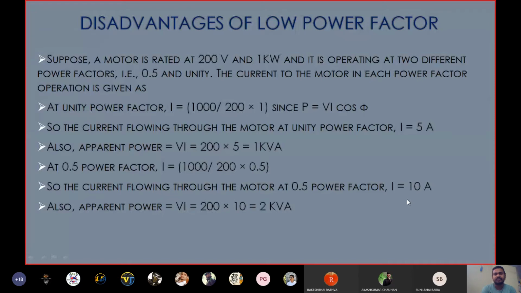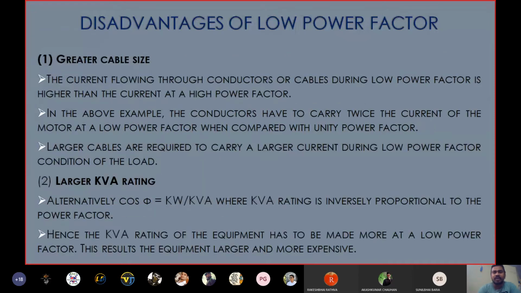The motor is the same. So what happens at low power factor? The current increases. Conductors have to carry twice the current of the motor at low power factor when compared with the unity power factor. So a larger cable is required to carry the large current during low power factor conditions of the load. As we discussed in one example, at low power factor the cable size increases. This is one disadvantage.